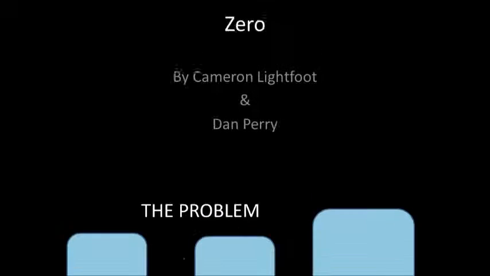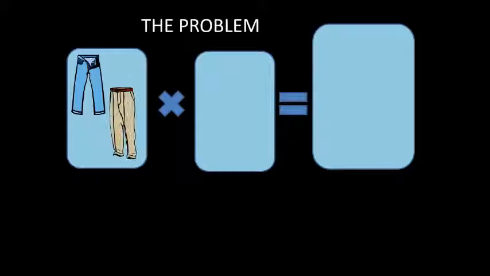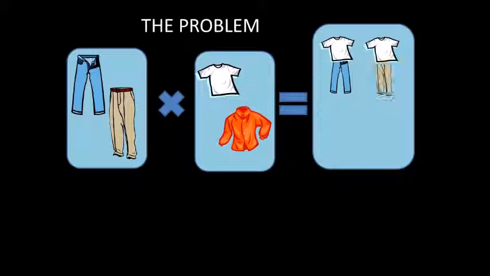within mathematics. Let's consider the problem of how many complete outfits you would have if you had 2 pairs of trousers and 2 shirts. This can be solved with multiplication. 2 times 2 equals 4. But what if you had 0 trousers? How many complete outfits would you have then?